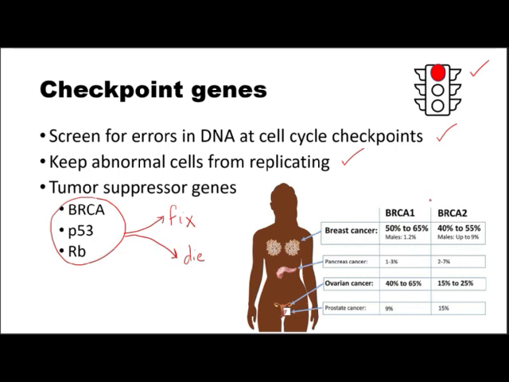So let's just take BRCA genes, which you may have heard of. These stand for breast cancer. That's what that little acronym there means. And so if there's an error to one of these genes, that's particularly serious. I mean, if there's an error to a DNA somewhere, that's not a good thing. But if there's an error to the genes that screen for errors, that's really bad.